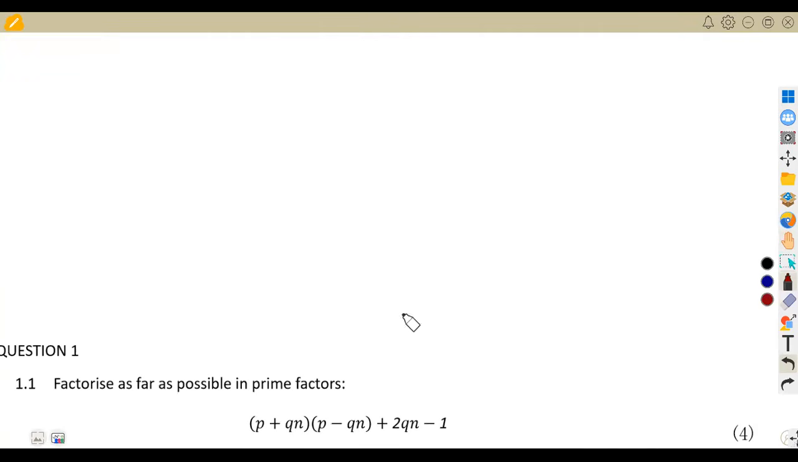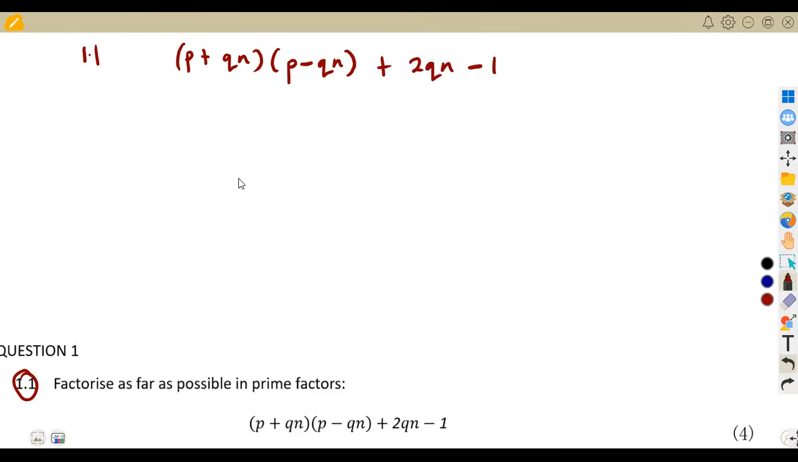So we're given the first part of our question, which is question 1.1. It was to factorize as far as possible in prime factors. So you're supposed to factorize this in prime factors. Okay. If we were to consider this, it was just like a tricky question. But I want you to see something here. We're given P plus Qn into P minus Qn plus 2Qn minus 1 like this. Okay. If we are to consider this, it's something that we actually worked with from our 2022 exams with something of this nature. But anyways, let's see.